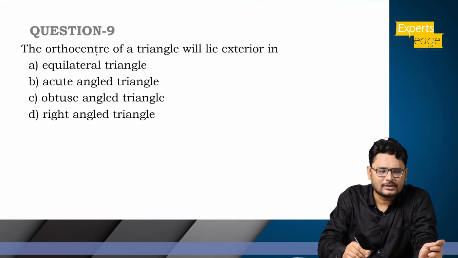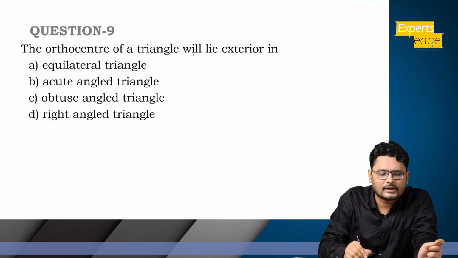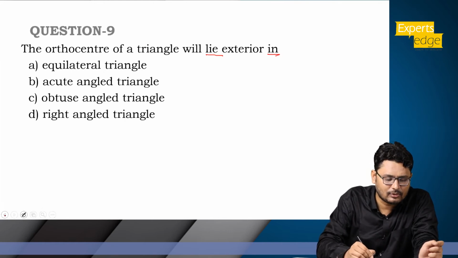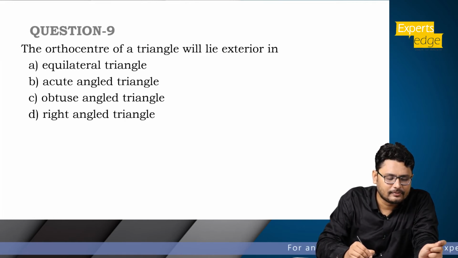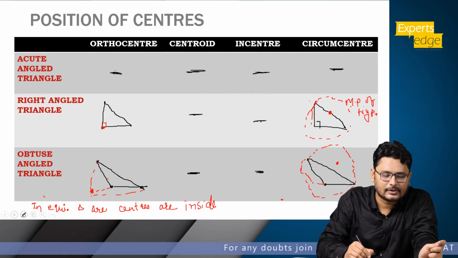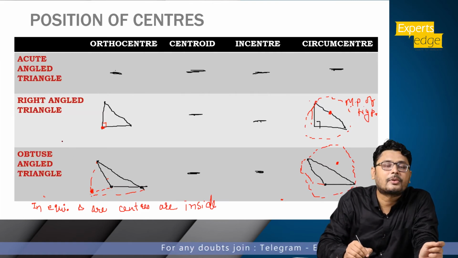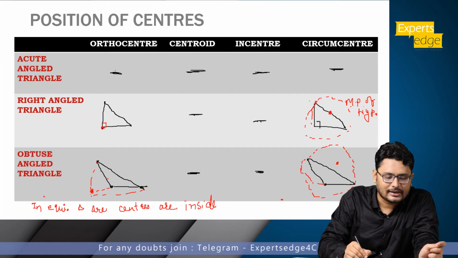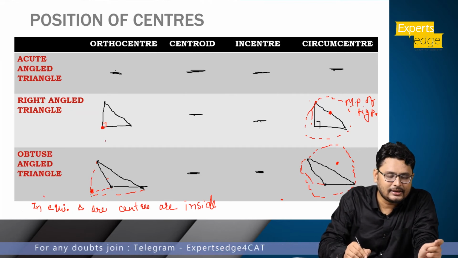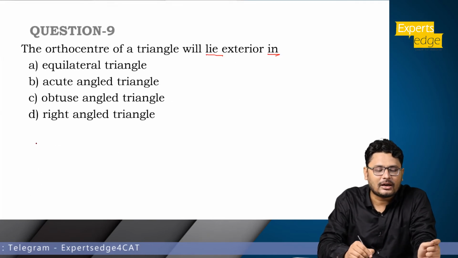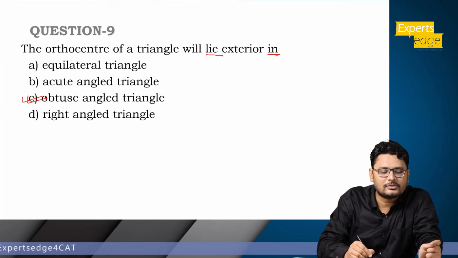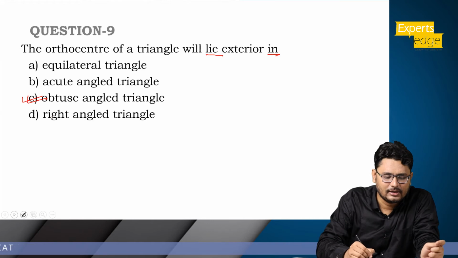ठीक है, ये जस्ट अभी किया था. ऑर्थो सेंटर ऑफ अ ट्रायंगल विल लाई एक्सटीरियर इन. ऑर्थो सेंटर कहाँ बाहर था, जस्ट अगर भूल गए तो जस्ट सी दिस डायग्राम. राइट, दो केसेस में था ऑब्ट्यूज एंगल. राइट, दिस इज अ ऑर्थो सेंटर. सो कहाँ पे बाहर, at right angle triangle it is at exactly 90 degree and outside it is at obtuse angle triangle, right? So exterior में कहाँ पे होगा, obtuse. So answer of this particular question will be obtuse angle triangle.